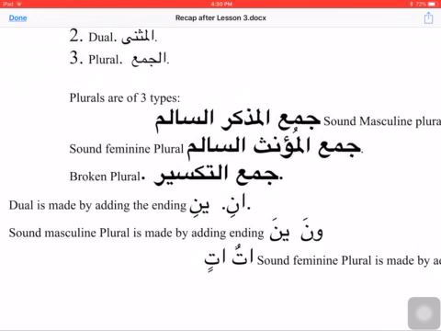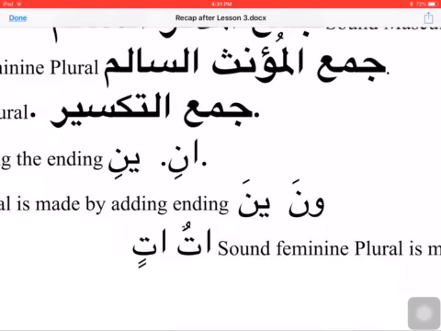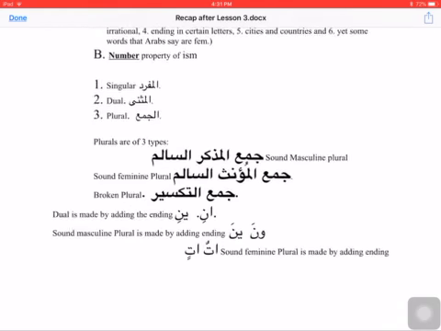Jama mudhakkar salim and jama mu'annath salim, as the name suggests, there the mufrad noun is intact and something is added as a suffix to make the plural. So in terms of jama mudhakkar salim, the suffix added is either una or ina. In terms of jama mu'annath salim, the ending added to the word is atun or atin. Today, inshallah, we want to talk about the third type of plural in Arabic, which is jama taksir.